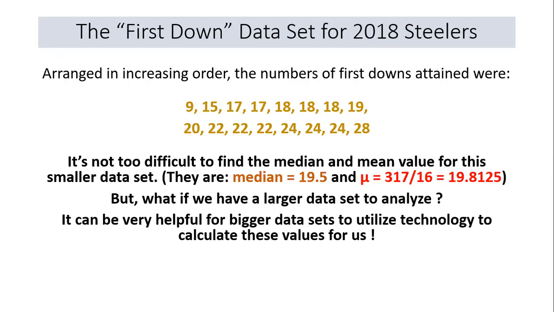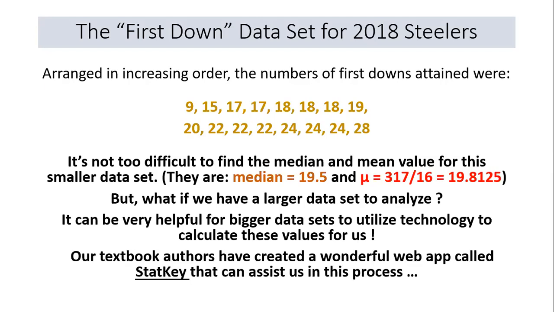But what if we have a larger data set to analyze? What if instead of 16 data values, we had 40 or 100? In cases like that, it can certainly be helpful to use technology to help us calculate those values for us. And fortunately, there's quite a variety of different tools available for us on the technology side. And one of those is a wonderful web app that is called StatKey that goes along with our text. So let's take a look here at how we can use the StatKey app to find values like medians and means and other things for data sets of interest to us.